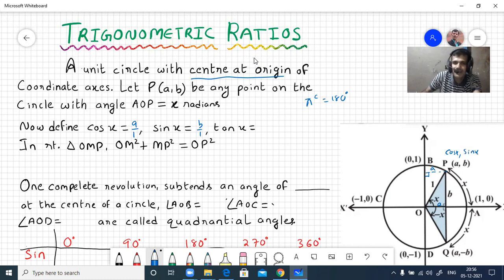Tan, it is easy. Sin by cos. See here, a right angle triangle is formed, OMP. Okay. You can apply Pythagoras formula. OM square plus MP square will be equal to OP square. OM length we know, that is adjacent, A square. PM length we know, opposite side, B square. OP radius 1 square. See, this will be true for any point P on the unit circle.